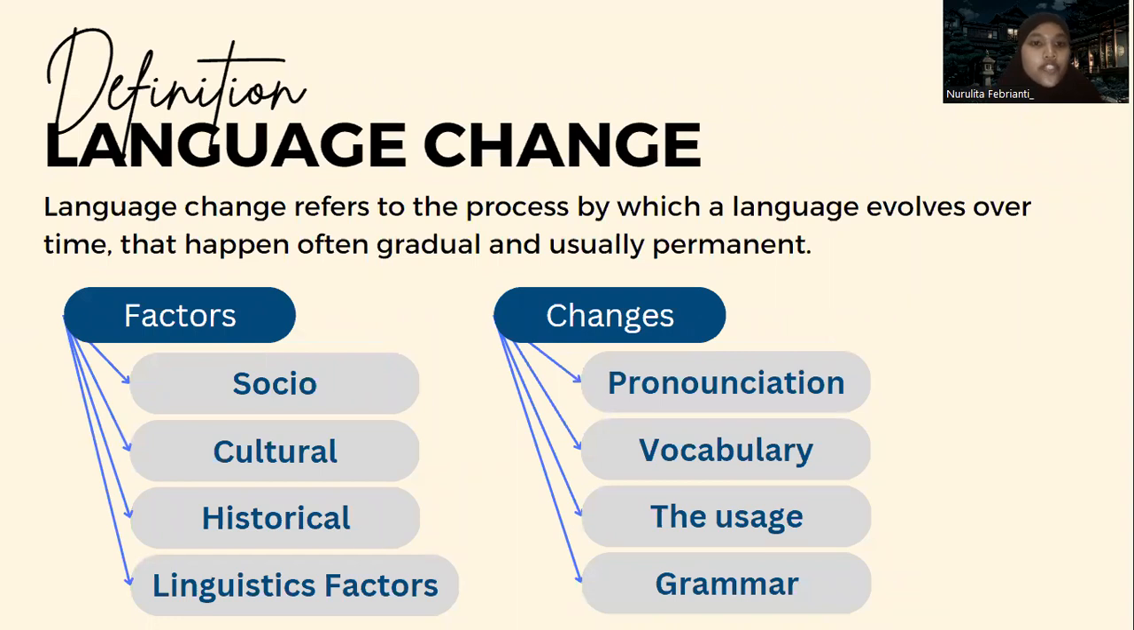Language change refers to the process by which a language evolves over time, often gradually and usually permanently. Language change happens because of several factors: first, social, cultural, and historical factors, and the last one is linguistic factors. Many things happen when a language changes in one country or community, like changes in its pronunciation, vocabulary, usage, and also the grammar of that language.